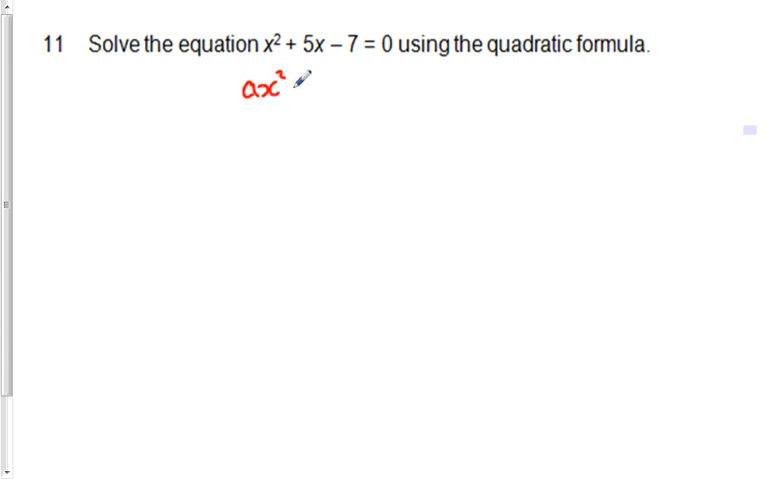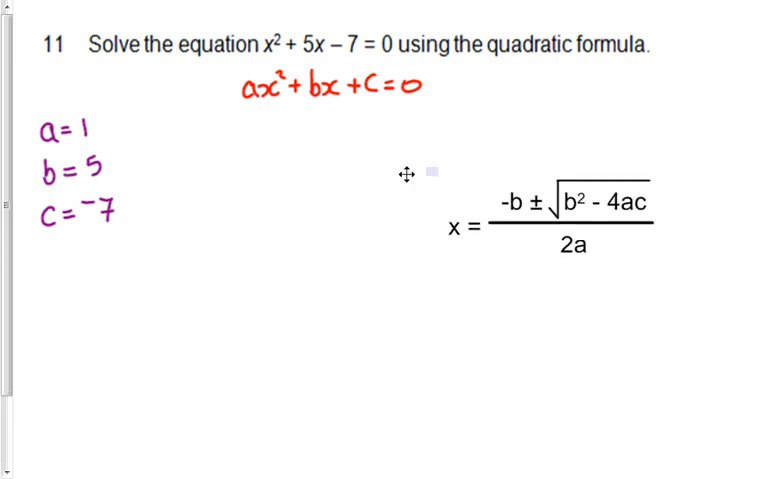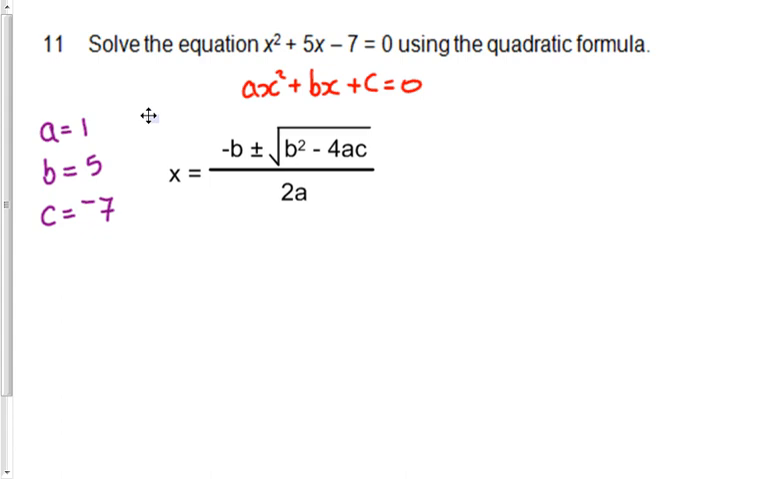ax squared plus bx plus c equals 0. So we know that a is equal to 1, b is equal to 5, and c is equal to negative 7. And the negative is important there, so we need to keep an eye on it. Now, from our formula sheet, we also know that the roots x equals negative b plus or minus the square root of b squared minus 4ac over 2a. It's on the formula sheet, so you don't need to memorize it. We can just pull it straight through from our formulas.